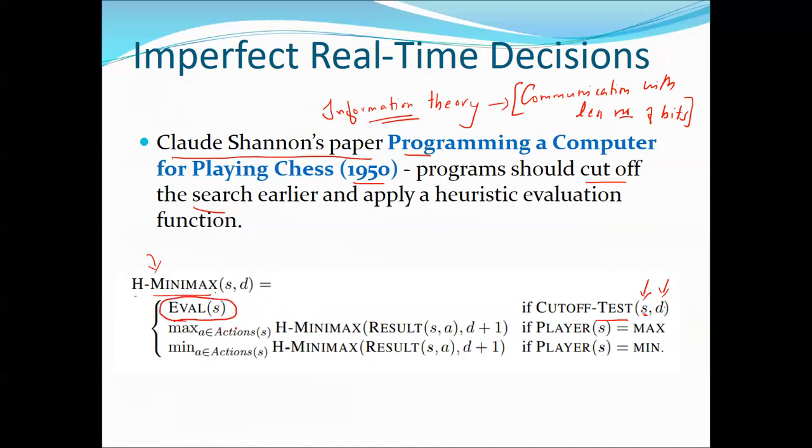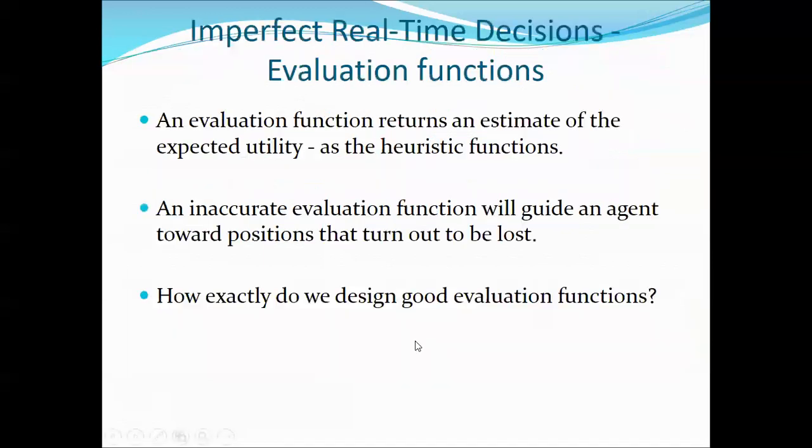If the current state is not the cutoff state, and if you are a max node, then perform the max operation. If you are a min node, then perform the min operation. It is as usual. These we have already discussed. An evaluation function returns an estimated expected utility. So it is an expected score.